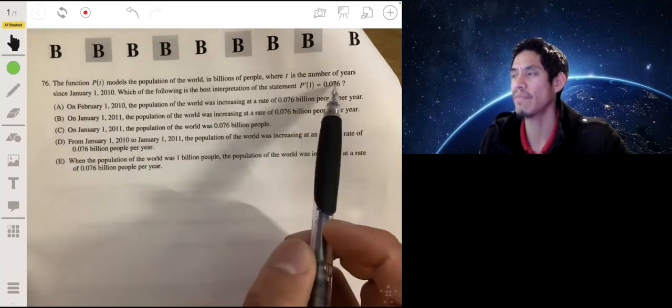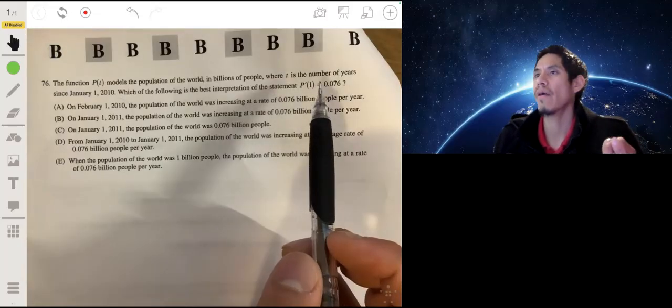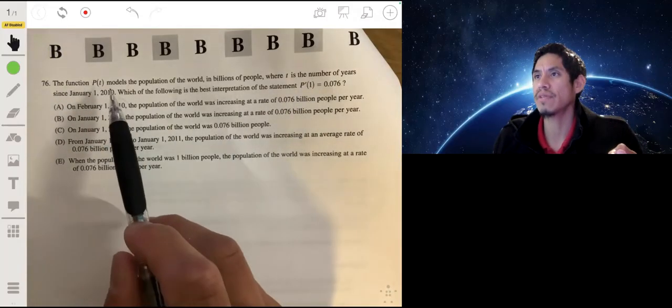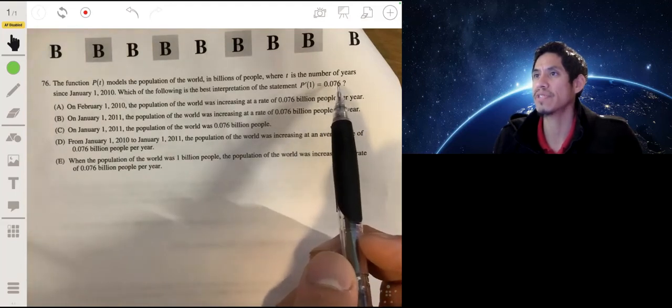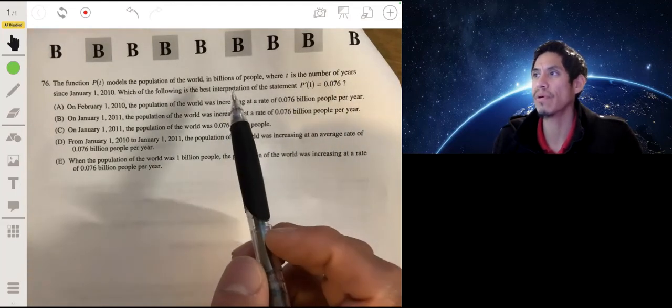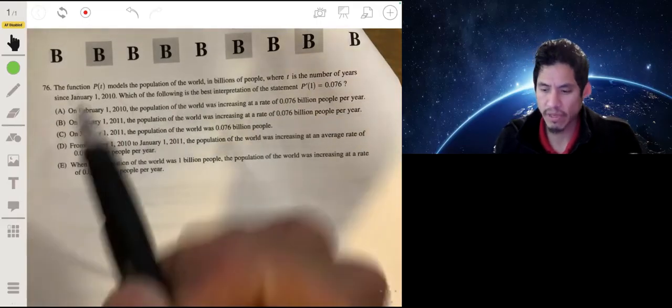So P prime of 1 is basically saying that on January 1, 2011, the rate of change of the population is 0.076 billion people per year. And so that would be B.